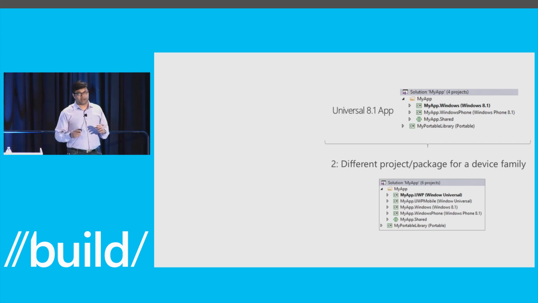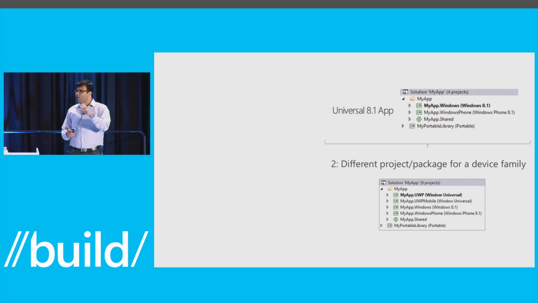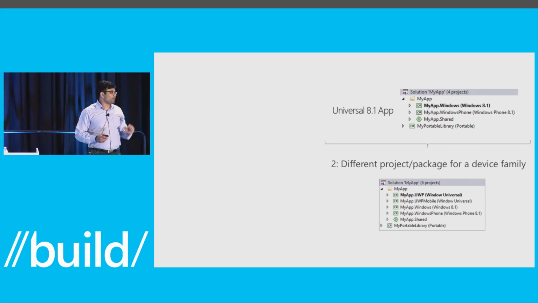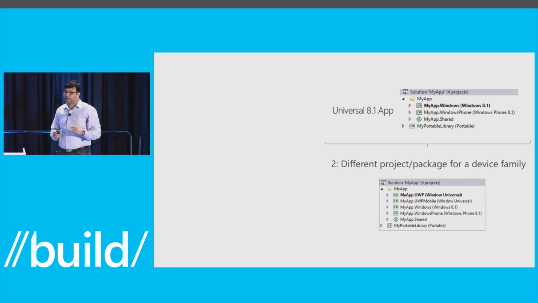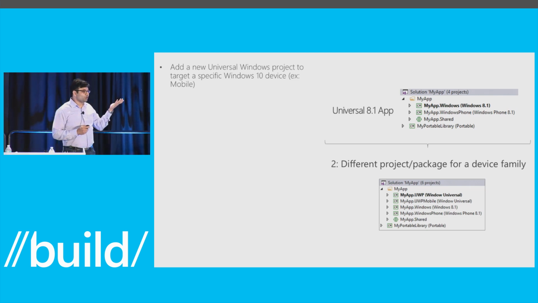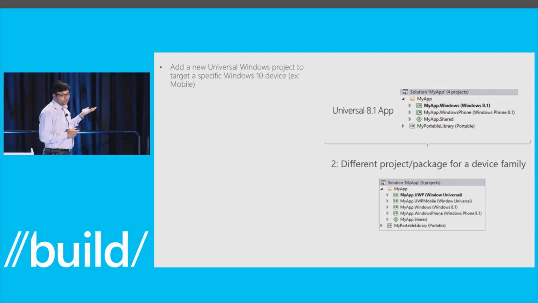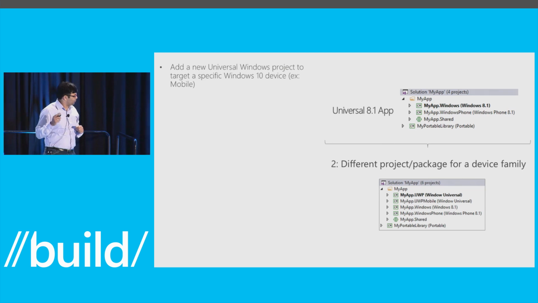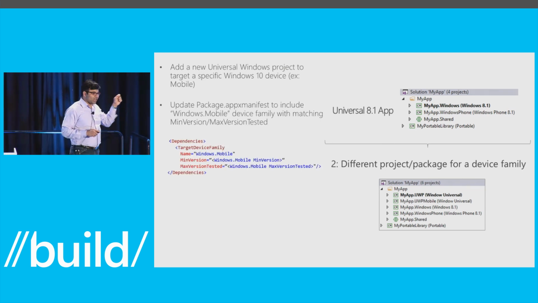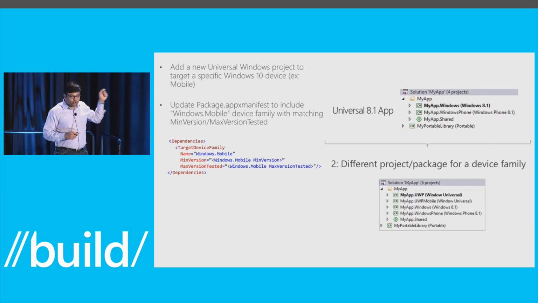Now, if you care specifically about creating a package which is specific to a Windows 10 device family, as an example, because of some constraints you want a specific package to go for Windows Mobile and a different package to go on the rest of the devices, you can still do that. To do it, you will add a new universal project in your solution. You will open up the manifest file and change the target device family from Windows.universal to Windows.mobile, right?